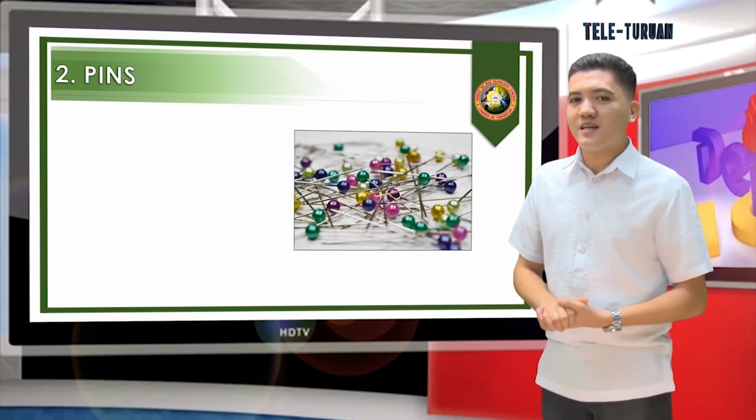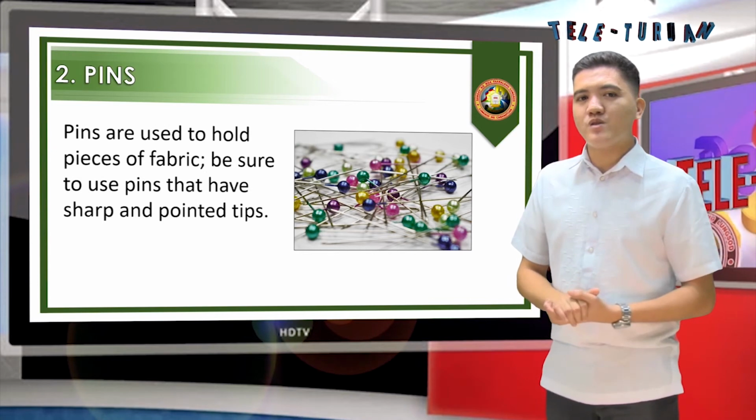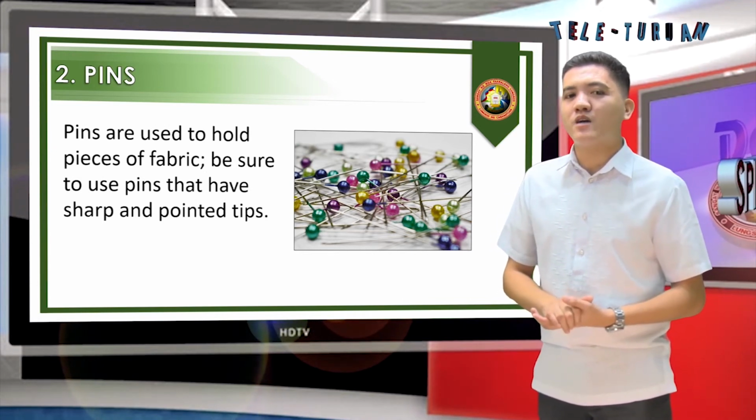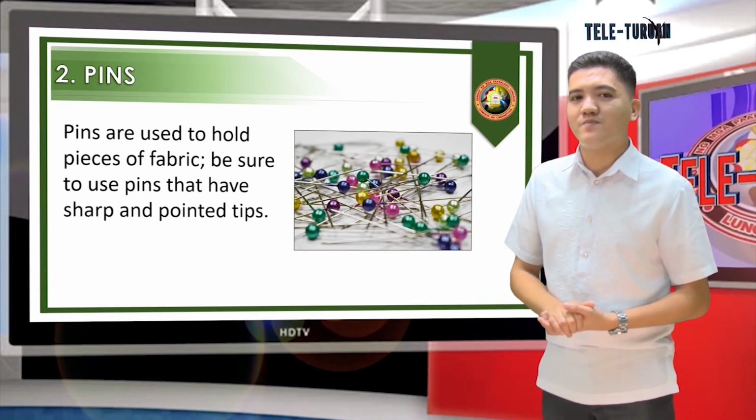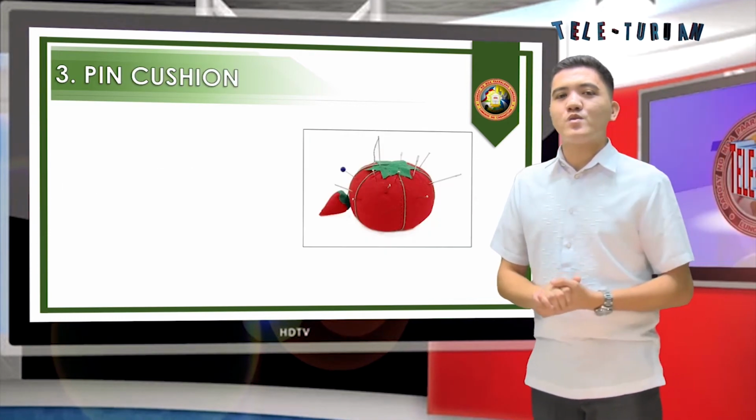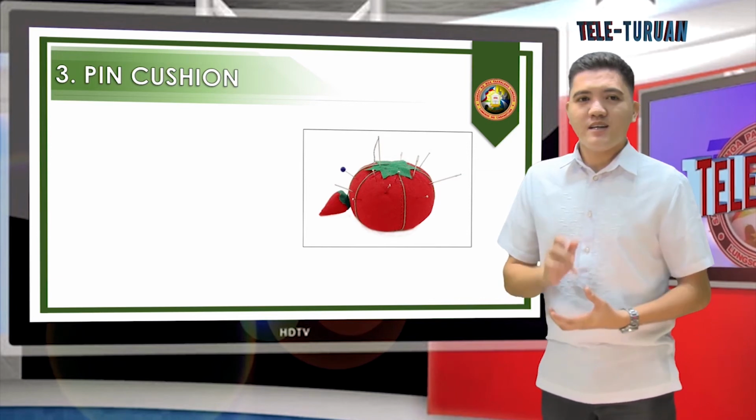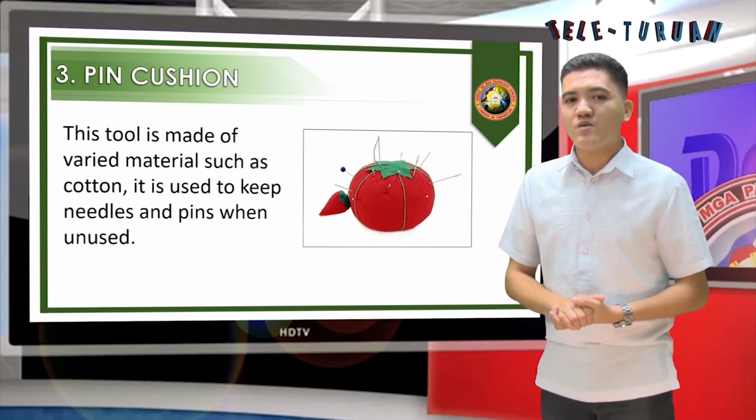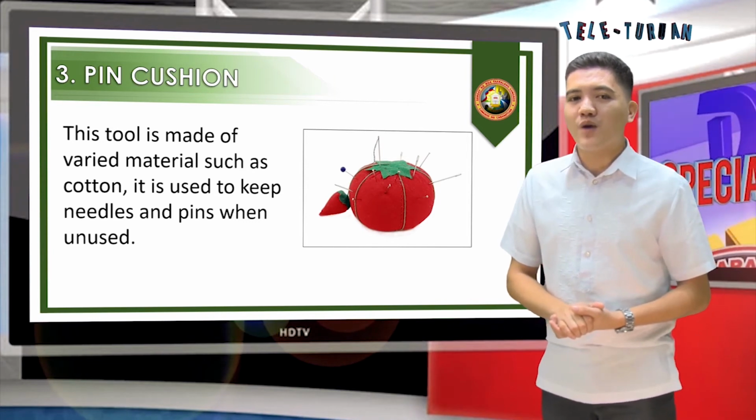Let's proceed to pins. Pins are used to hold pieces of fabric. Be sure to use pins that have sharp and pointed tips. The third sewing tool is a pin cushion. This tool is made of varied materials such as cotton. It is used to keep needles and pins when unused.